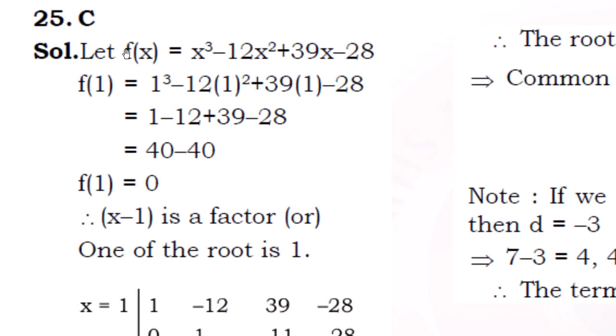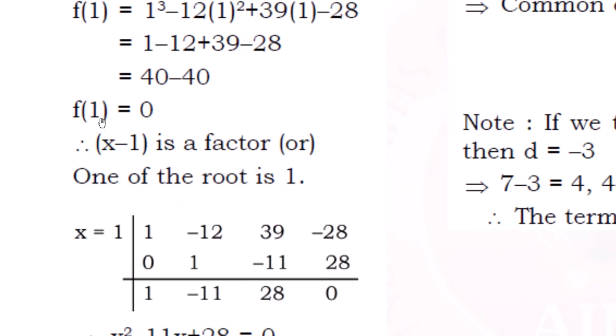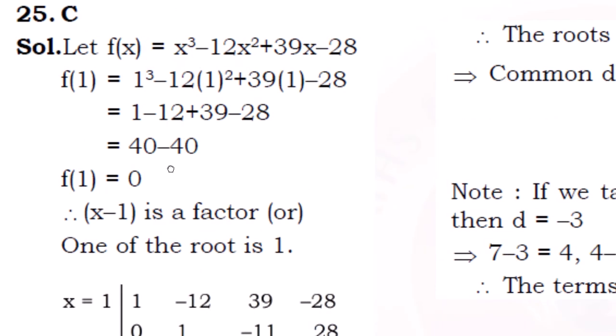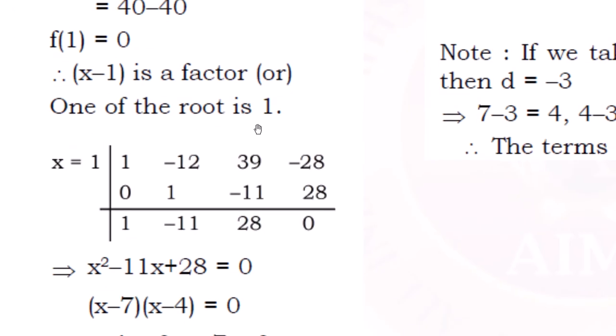Let's calculate f of 1 value. Means in the place of x we are keeping 1. Then after substituting we are getting 0. If f of 1 is 0, then x minus 1 is a factor of f of x, or 1 is a root of f of x. After finding one root, so we can find the other roots here.